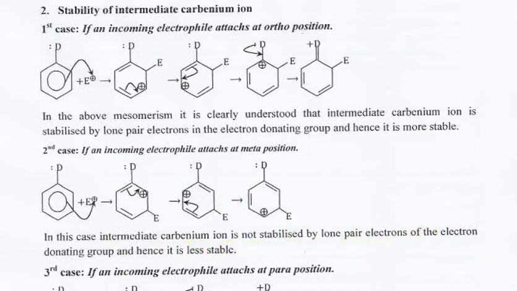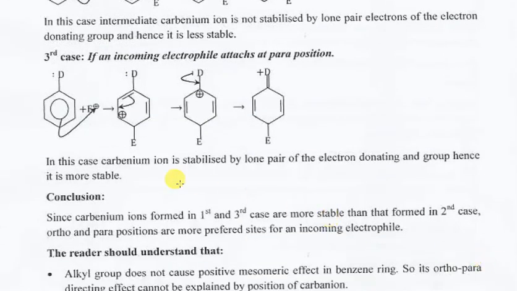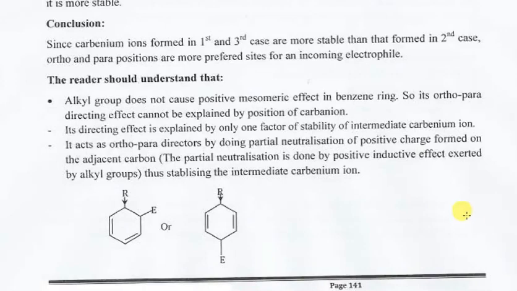Now in case 3, let's say huyu group ameattach at para position, so ikiattach at para position huyu atabecome positive, huyu atadonate pale, tutastabilize ile carbonium ion as usual. So in this case, carbonium ion is stabilized by lone pair of electron donating group, and hence it is more stable. So conclusion, since carbonium ion formed in first and third case are more stable than that formed in second case, ortho and para position are more preferred site for incoming electrophile.